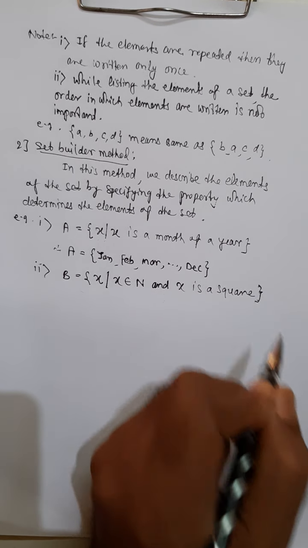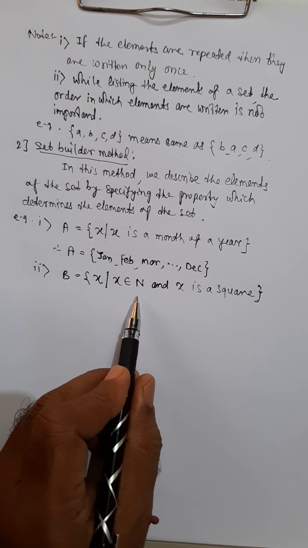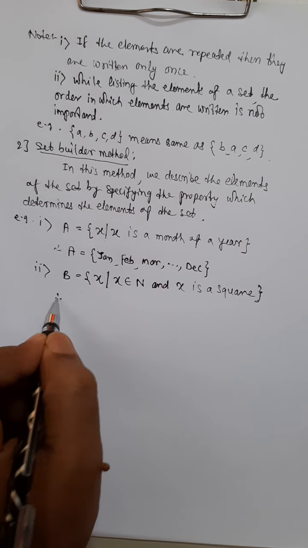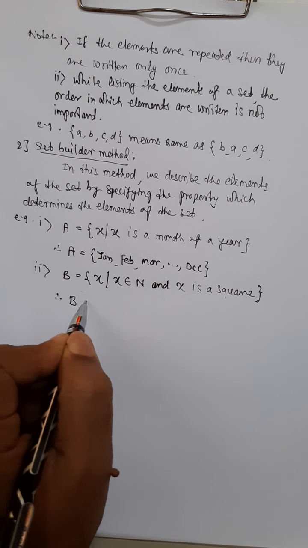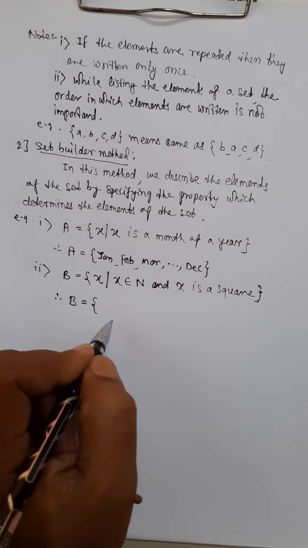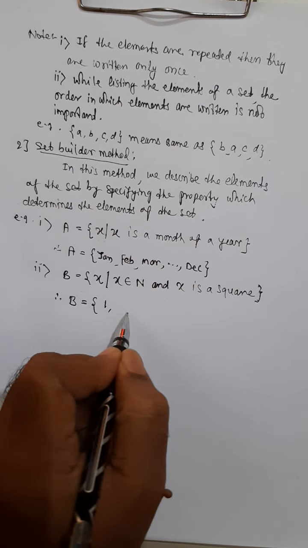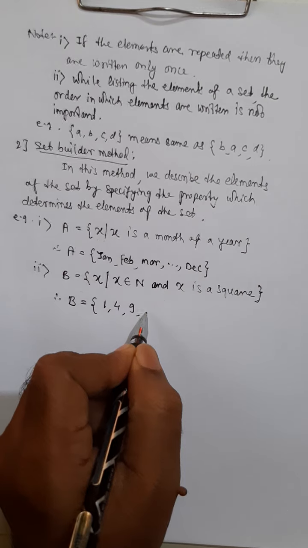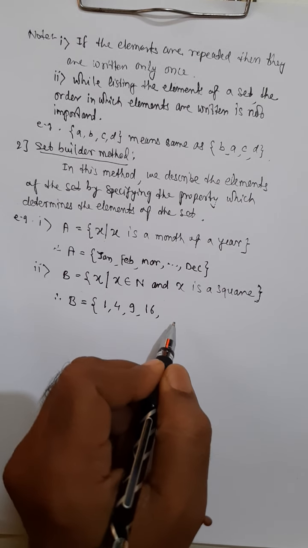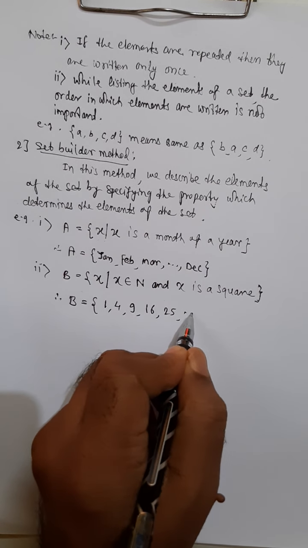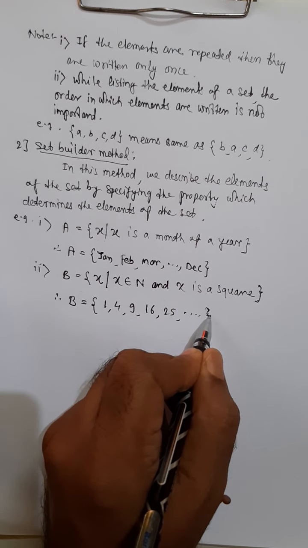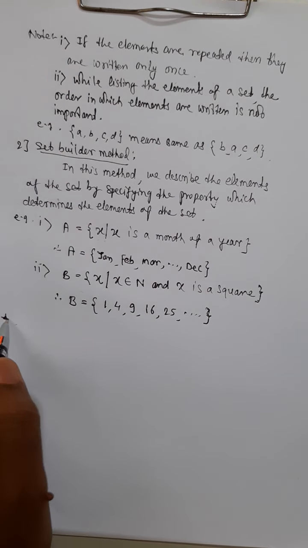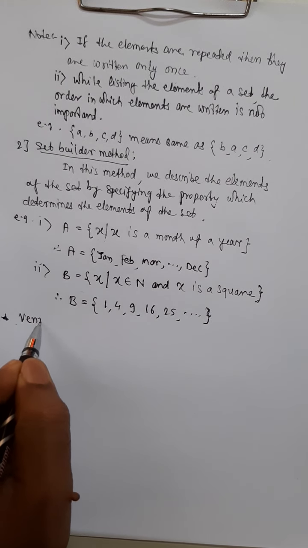So here the specific property is that x belongs to N, x must be a natural number and x is a square. So we can determine the elements of this set B as 1, the square of 1 is 1, then 4, the square of 2, then 9, the square of 3, then 16, then 25 and so on. This is set B.